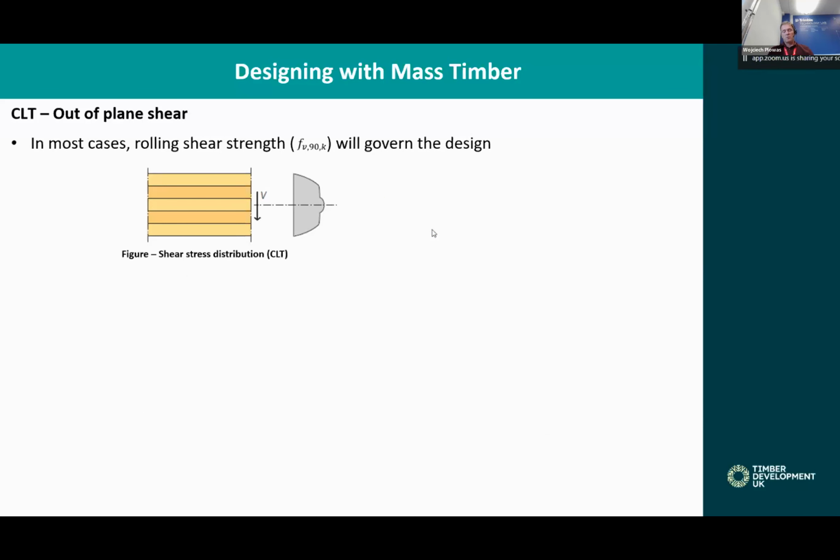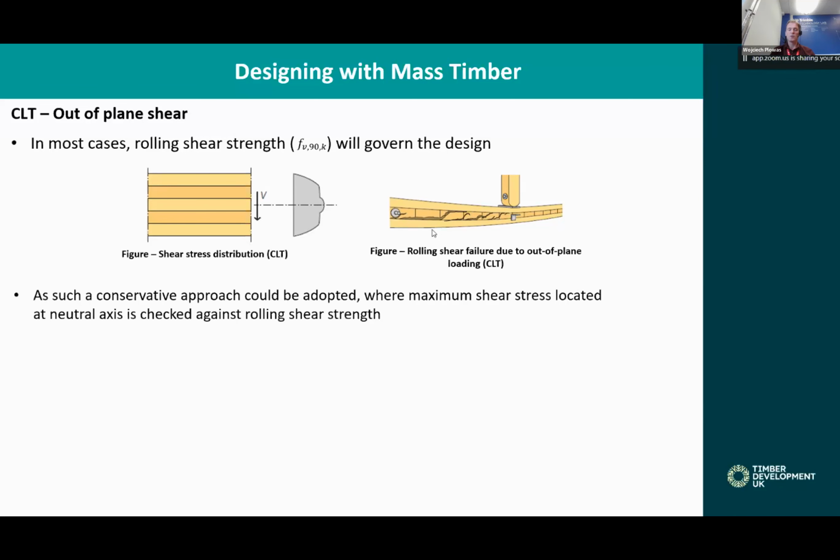I should also mention, and it's quite important actually, that as far as the shear design, it's the rolling shear that will often govern the design. And what is rolling shear? It is the kind of failure when the cross layers fail along the growth rings of the boards. So this is often the property that dictates the design. So this should be checked.